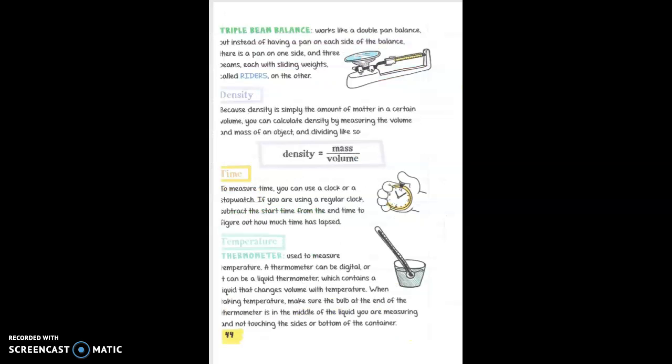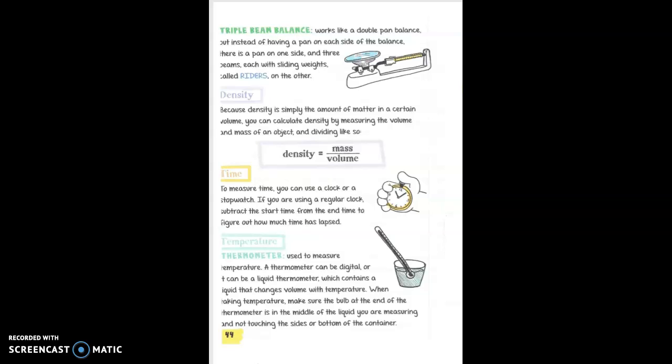Triple beam balance. These are the ones that I used when I was in school. Works like a double pan balance, but instead of having a pan on each side of the balance, there's a pan on one side and 3 beams, each with sliding weights, called riders, on the other. Many doctors' offices use this still, and it's very accurate.